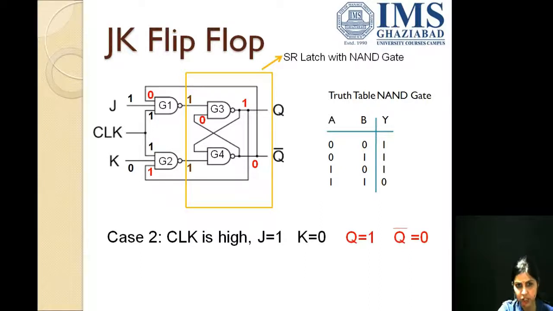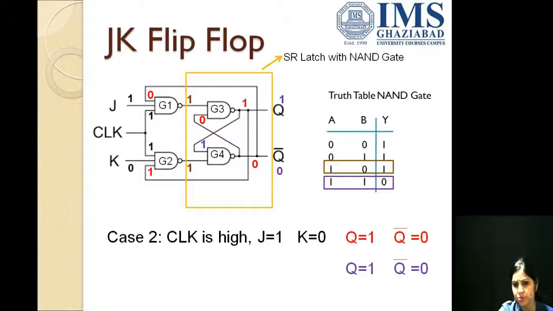And thus the G3 would be having 1 and 0 as the input. So the output from G3 would be 1, and this one is now going to G4, and thus we get 0 as the output from G4. So we are having the current outputs as Q equals 1 and Q bar equals 0.